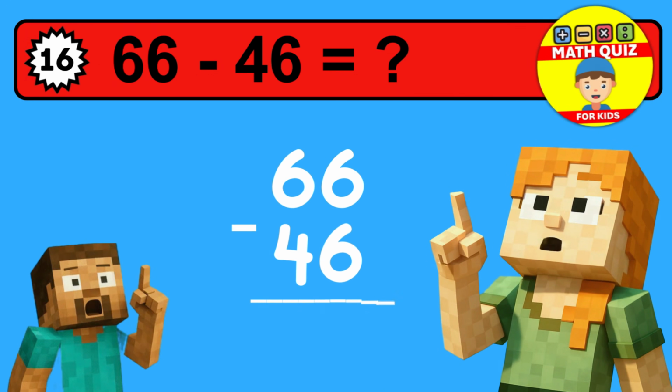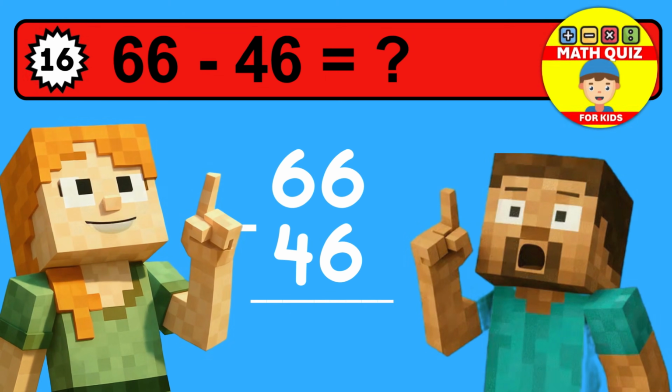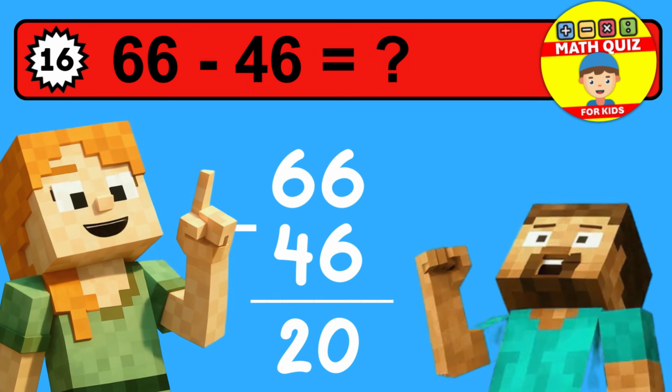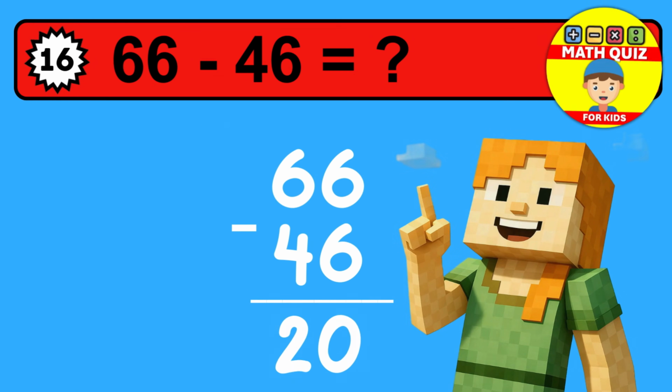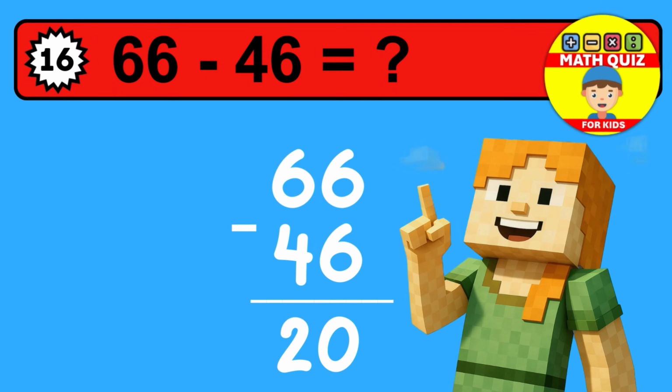Let's solve this step by step. We start with the units. 6 minus 6 is 0. Then we go to the tens. 6 minus 4 is 2. The final answer is 20.